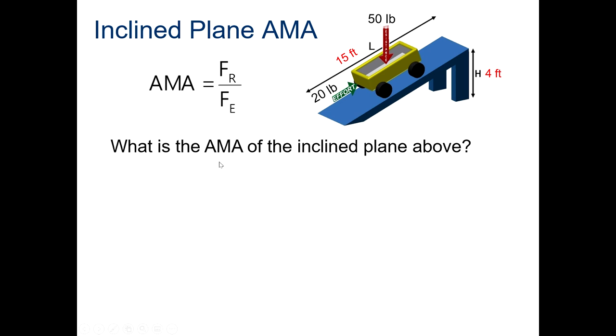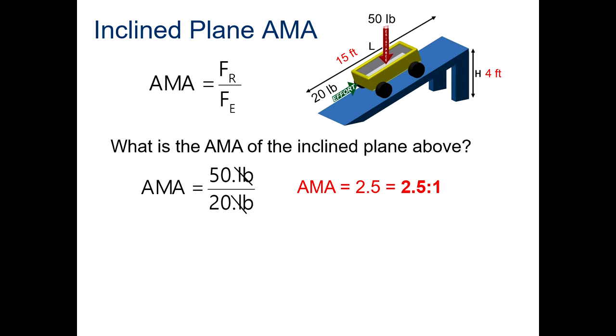All right, now we're going to look at the actual mechanical advantage of the inclined plane. We've got 50 pounds in our little wagon right here, and it just takes 20 pounds of effort to move it up the inclined plane. So it's 50 divided by 20, which is 2.5, so we come out with 2.5 to 1.